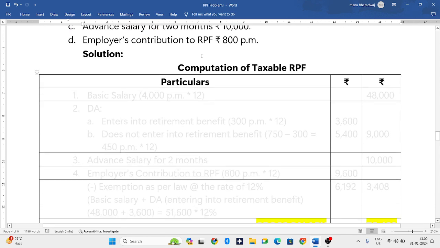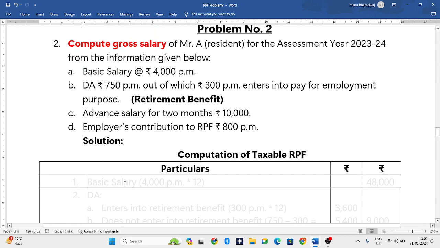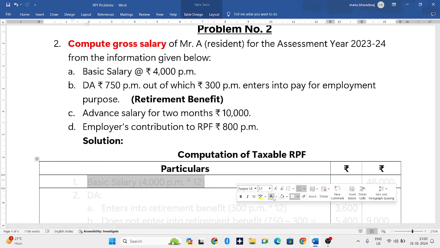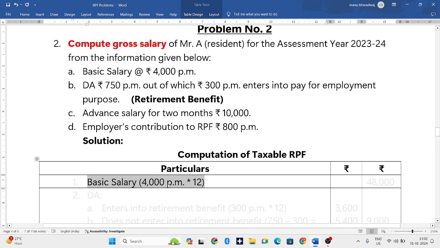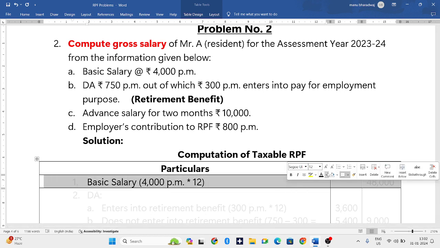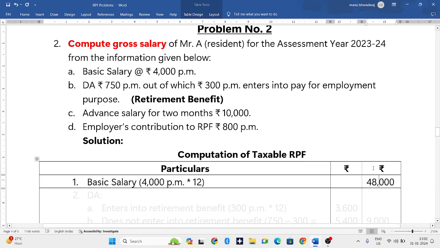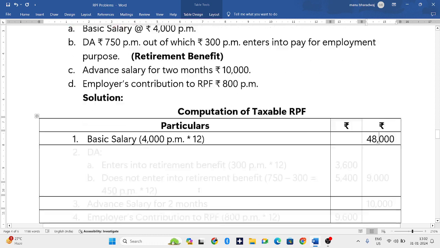So this is how they have given. First, always you have to take basic salary. Basic salary they have given in the question, it is 4,000 per month, but we want it annually, so you have to multiply it by 12 months. So 4,000 into 12 will be 48,000. I'll write it in the outer column, 48,000.